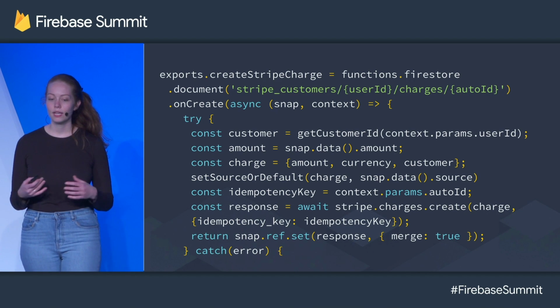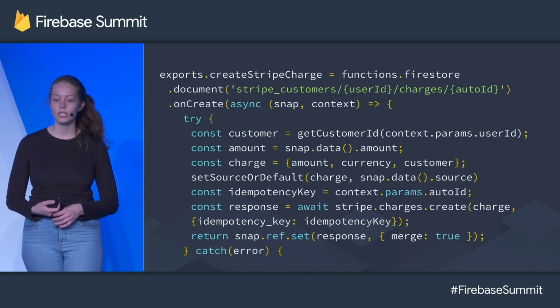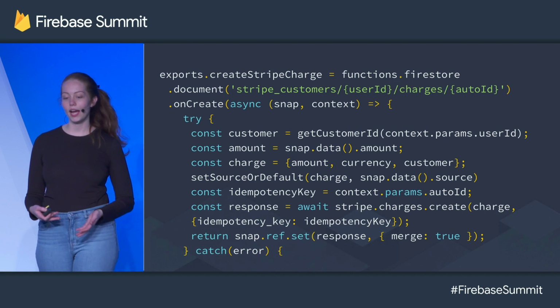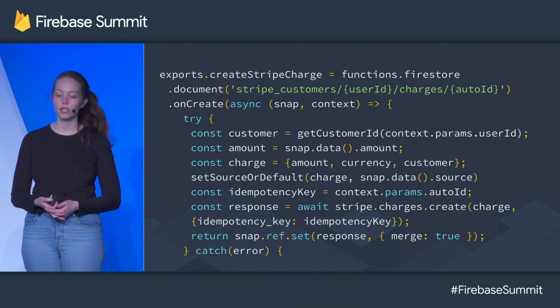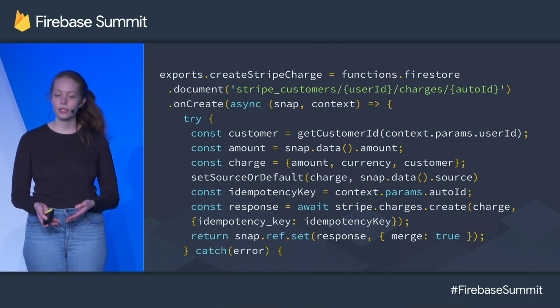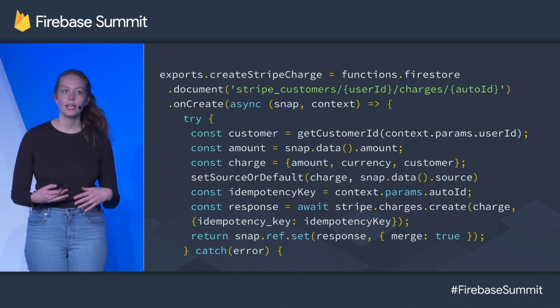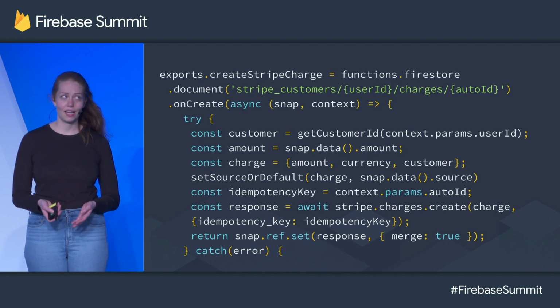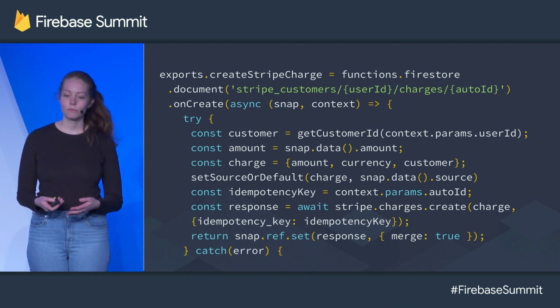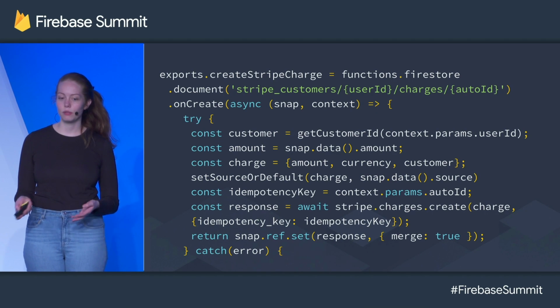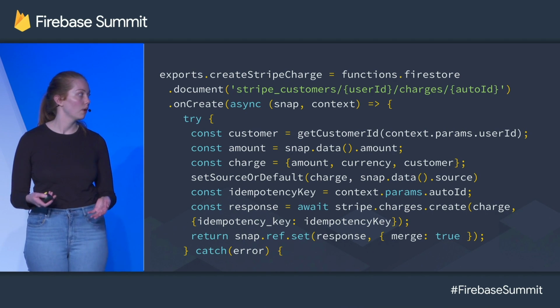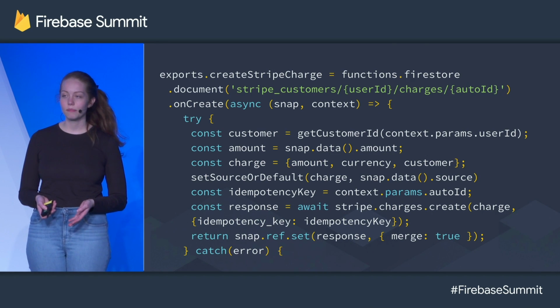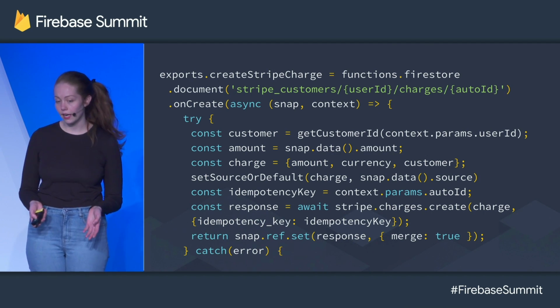So now that we've done that, we need to figure out what our idempotency key is. So here, we're going to use the context.params.id. This is a really great idempotency key because even if the function runs more than once, the auto ID that we have saved here won't change. So the document has already been written, and if the function runs more than once, the auto ID should be the same. So this is a good choice for our idempotency key.